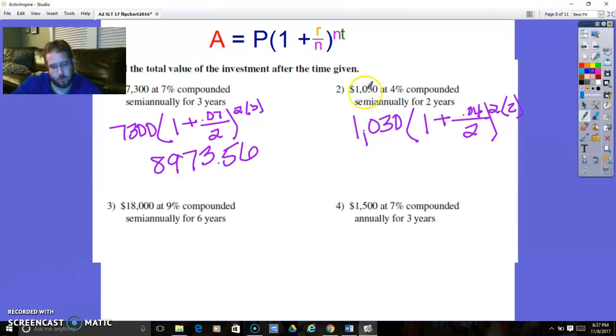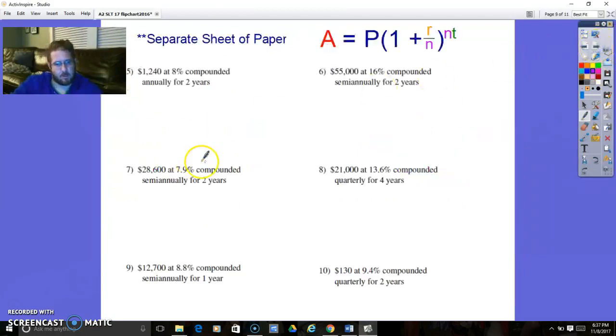And there's my answer, $1,114.91, rounded. Okay, so that was enough of those semi-annually. So let's go to one that's quarterly.